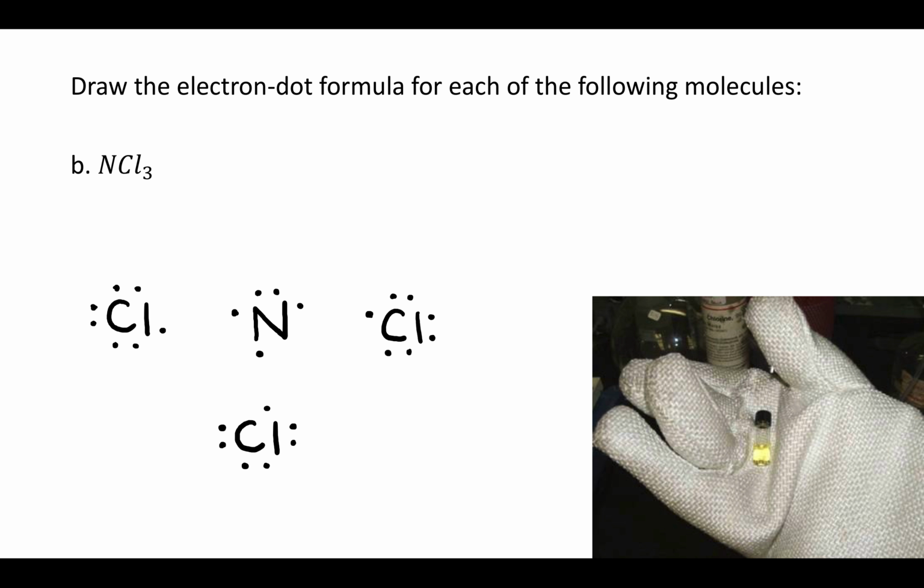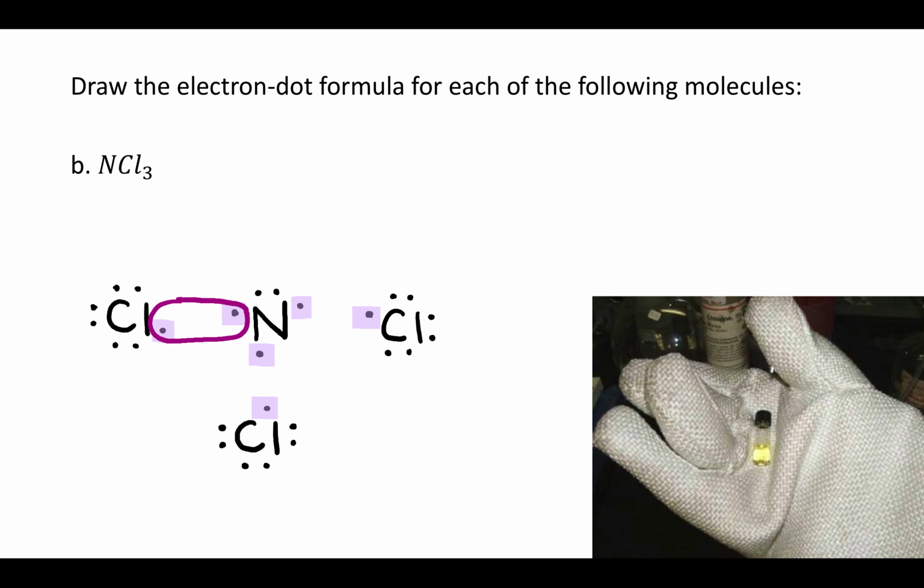Alright, now that we've drawn each of the atoms and the valence electrons around each atom, we need to look at which electrons are unpaired. On the nitrogen, we have 3 of those. On each chlorine, we have 1. So what we can do to make those unstable, unpaired electrons stable is to pair them up.